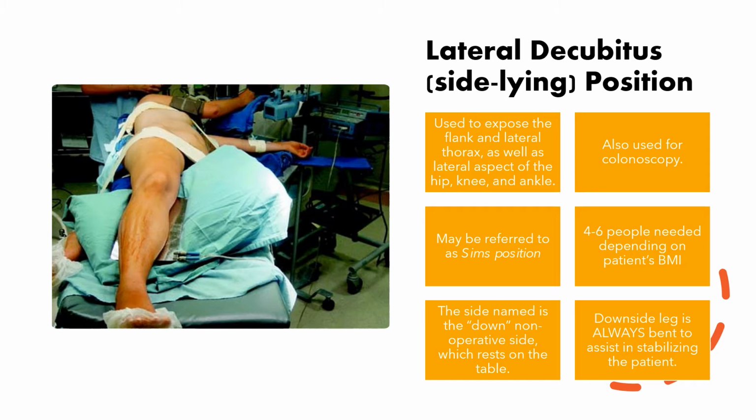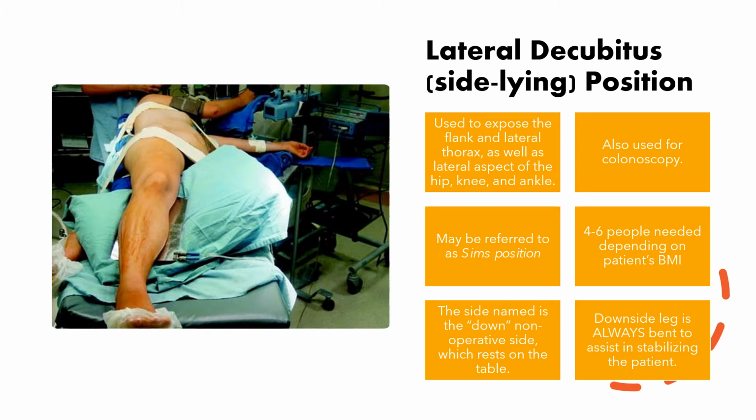So what's the goal? The goal of the lateral decubitus position is to expose the flank and lateral thorax, as well as the lateral aspect of the hip, knee, and ankle. All right, that whole lateral aspect of the body. Could also be shoulder. Sometimes we do labrum repairs in the lateral position. So any surgery where we need access to the side of the patient, okay?